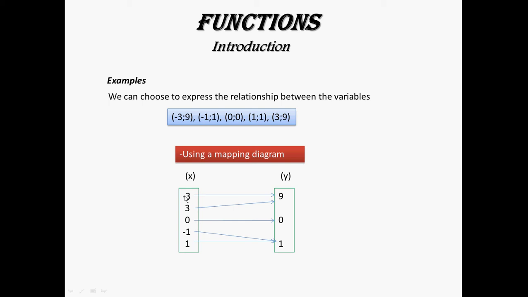We have minus 3. Minus 3 is being mapped to 9. So minus 3 is the input and 9 is the output. The arrow in between is representing the mapping process which is happening to minus 3. In other words, the arrow is saying minus 3 gives us an output of 9. The same with 3, 0, minus 1 and 1.